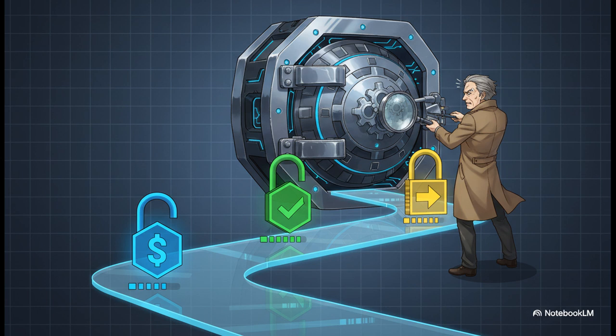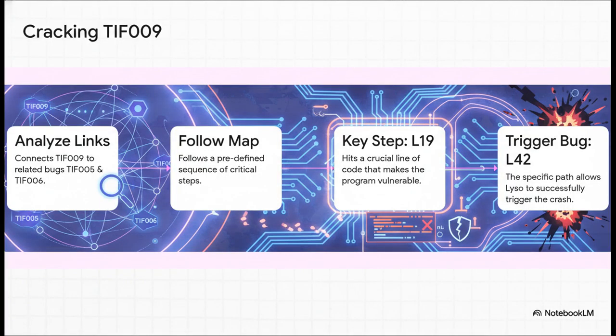But here's the catch. You can't trigger it just by reaching the last line of code. Nope. You have to follow a very specific sequence of events to even make the program vulnerable in the first place. And this is where Lyso's method is just brilliant. First, it analyzes the connections and sees that TIF009 is related to two other bugs. That helps it prioritize the search.